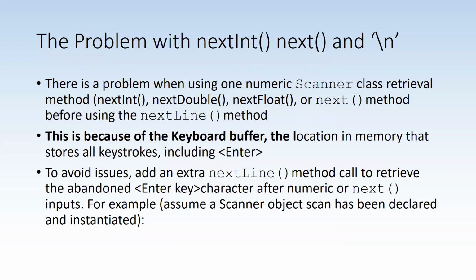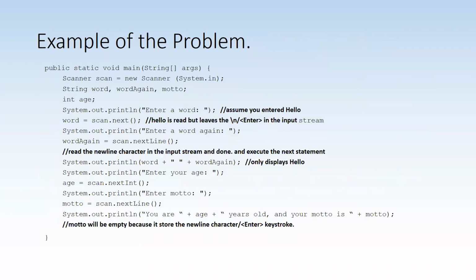So the problem with nextInt, next and the new line character. For this one, there is a problem when using one numeric Scanner class retrieval method, nextInt or nextDouble. This is because of the keyboard buffer, the location in memory. So here is the problem. I'm going to show you. Look at this example.